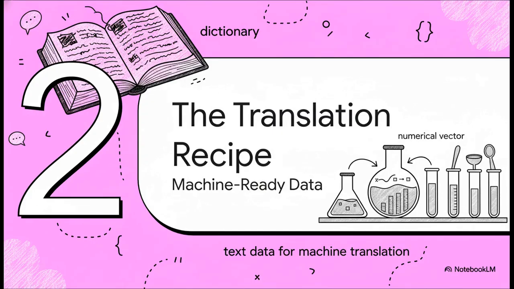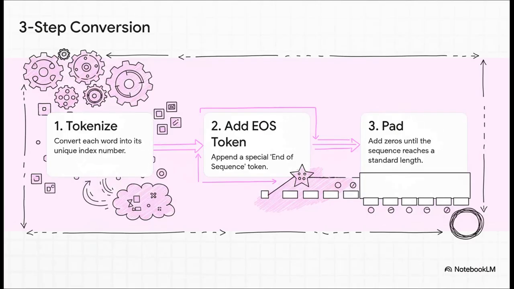So, we've got our dictionary. Now what? Well, this next part is kind of like following a recipe. A recipe for turning any sentence you can think of into a perfect, machine-ready list of numbers. And it's a super simple three-step recipe. First, we tokenize the sentence, swapping each word for its number from the dictionary. Second, we tack on a special marker at the end to say, hey, the sentence is over. And third, we pad the sequence with zeros to make sure everything is the same uniform length. Let's see how it works.